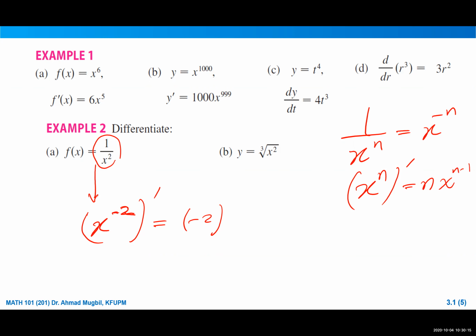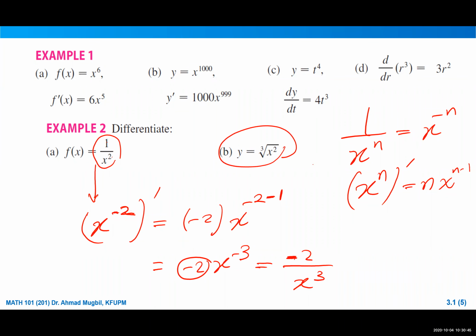So now what you will do, it will be negative 2, this is n. Now for x to the power negative 2, you will subtract 1. So it will be negative 2 x to the power negative 3. It is polite to write it in the same form that you had at the beginning. So this is negative 2 over x to the power 3. So the derivative of 1 over x squared is negative 2 over x to the power 3. So easy.